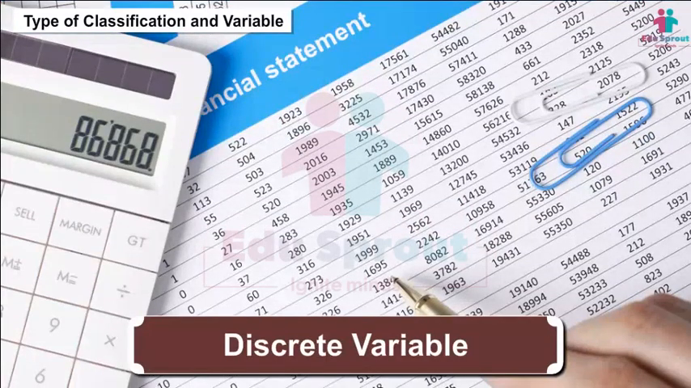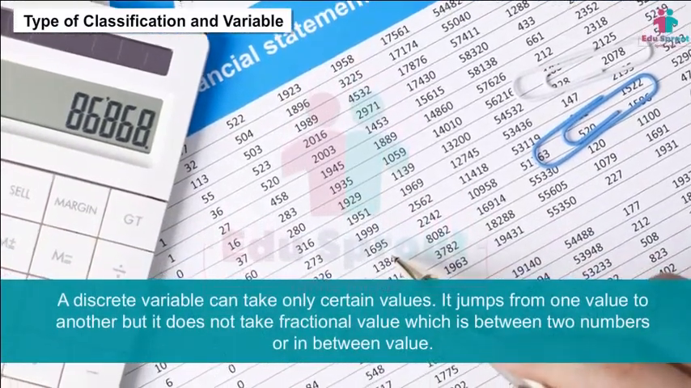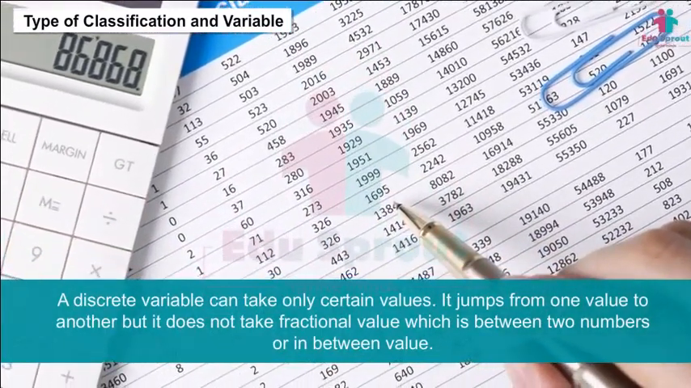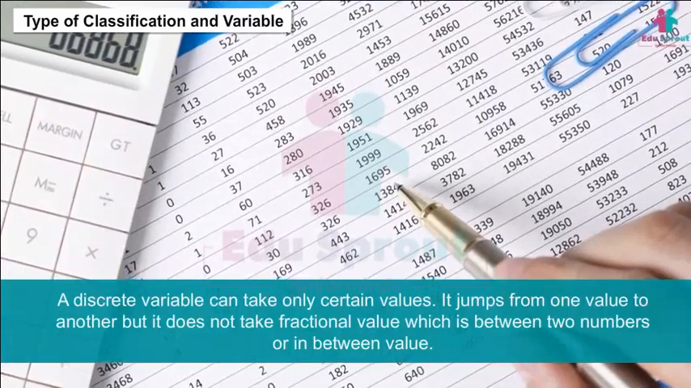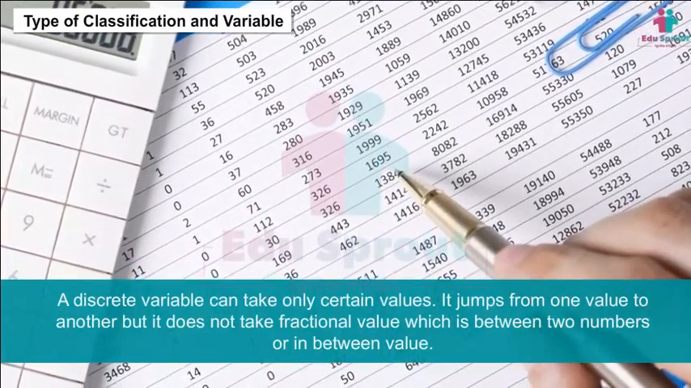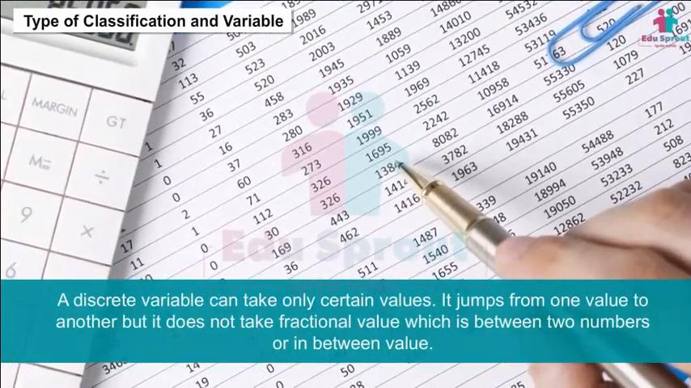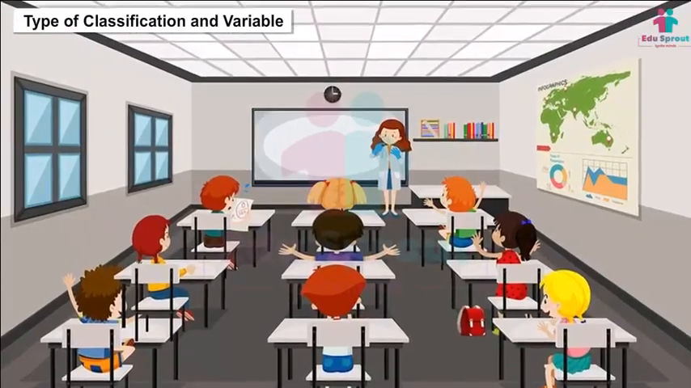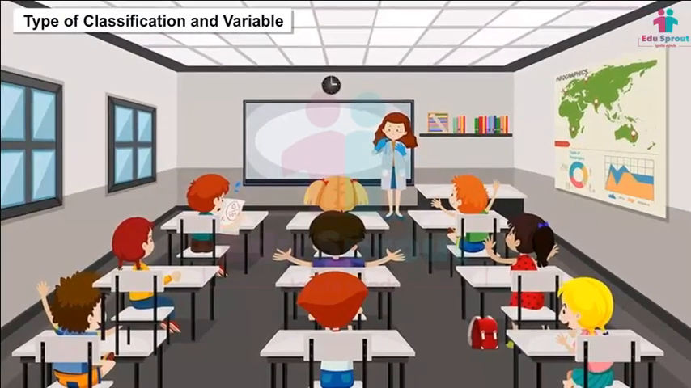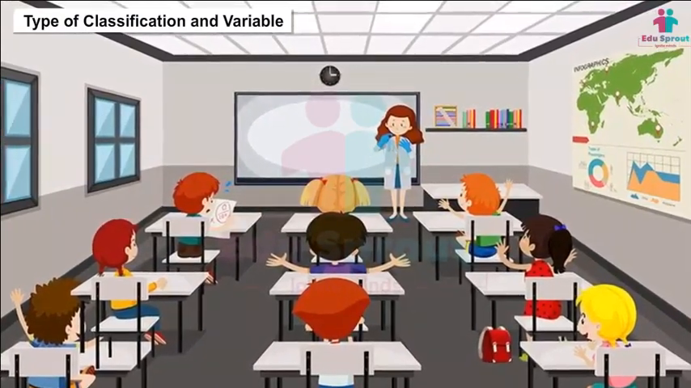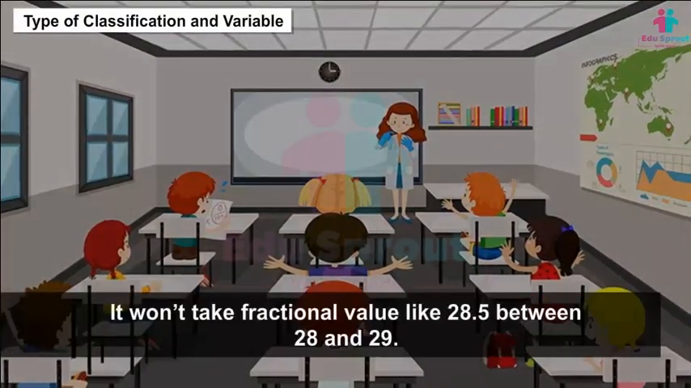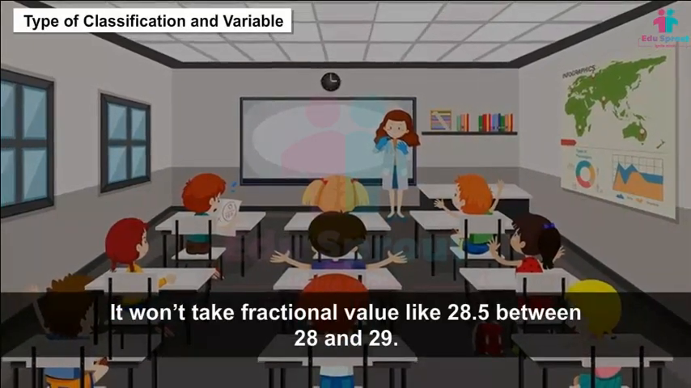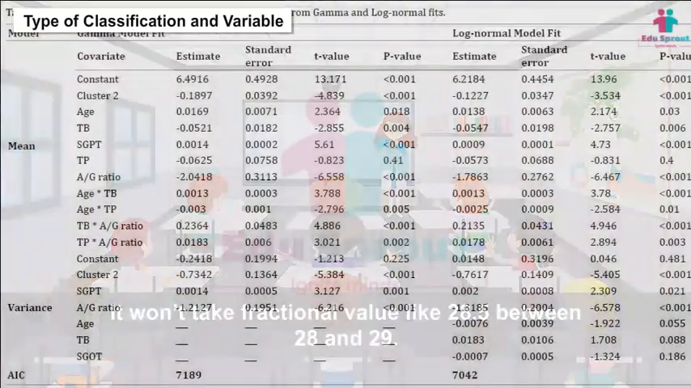Discrete variable. A discrete variable can take only certain values. It jumps from one value to another, but it does not take a fractional value, which is between two numbers. For example, the number of students in a class will assume values that are whole numbers. It won't take a fractional value like 28.5 between 28 and 29.